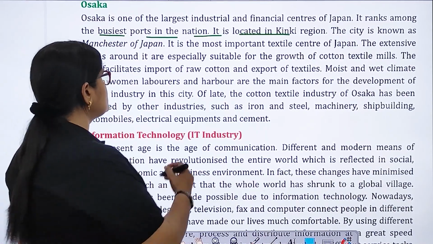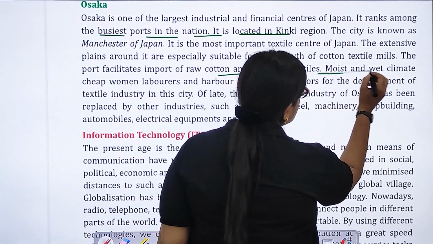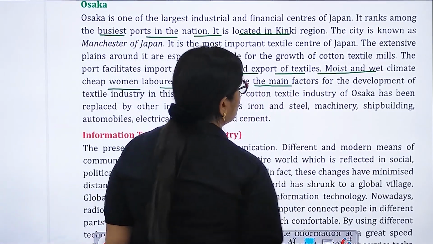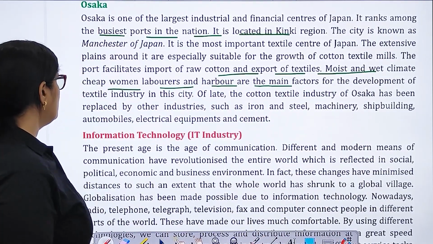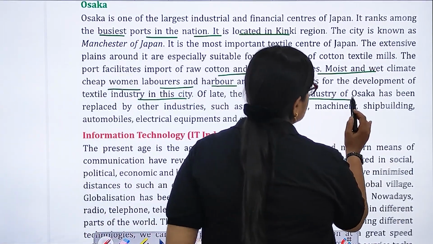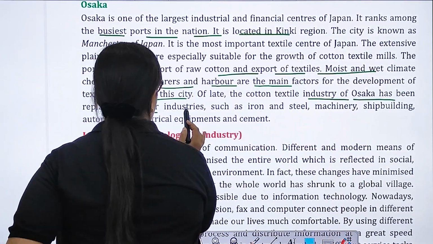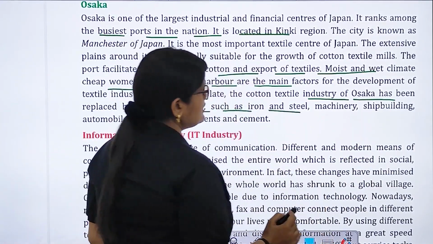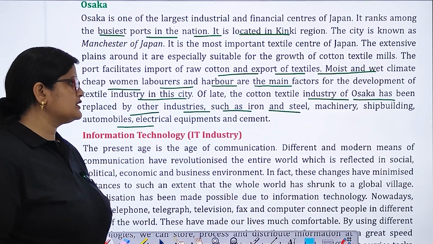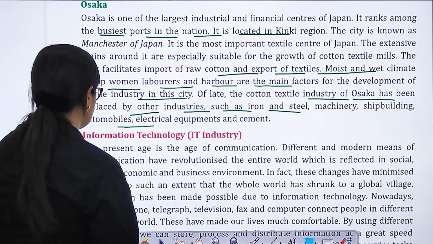Port facilities, import of raw cotton, export of textiles, moist and wet climate, cheap women laborers and harbour are the main factors for the development of the textile industry in this city. Of late, the cotton textile industry of Osaka has been replaced by other industries such as iron and steel, machinery, shipbuilding, automobiles, electrical equipment and cement.